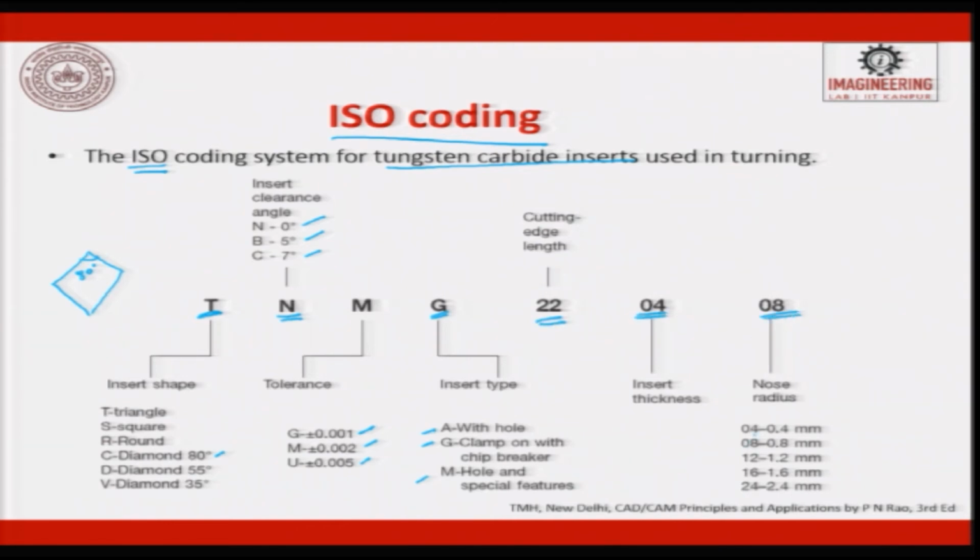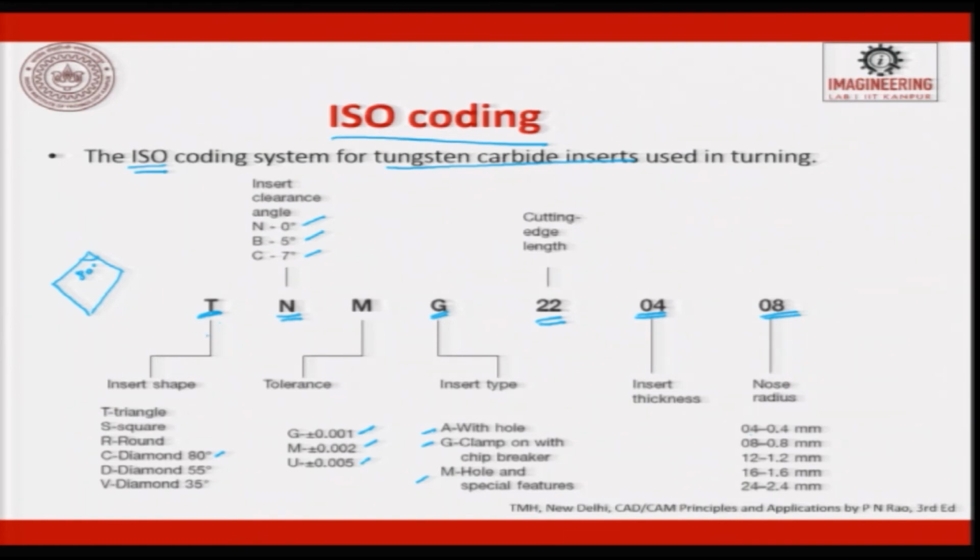Nose radius can be 4, which means 0.4, 8 means 0.8, 12 means 1.2, 16 is 1.6, 24 is 2.4. The larger the nose radius, the more the strength of the tool, so chipping can be avoided. This is the typical ISO coding system which is followed for an insert.